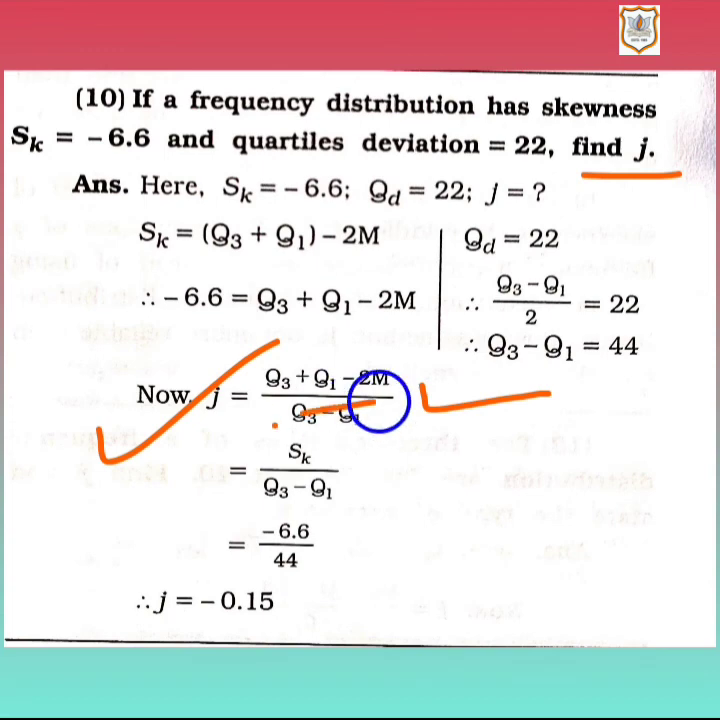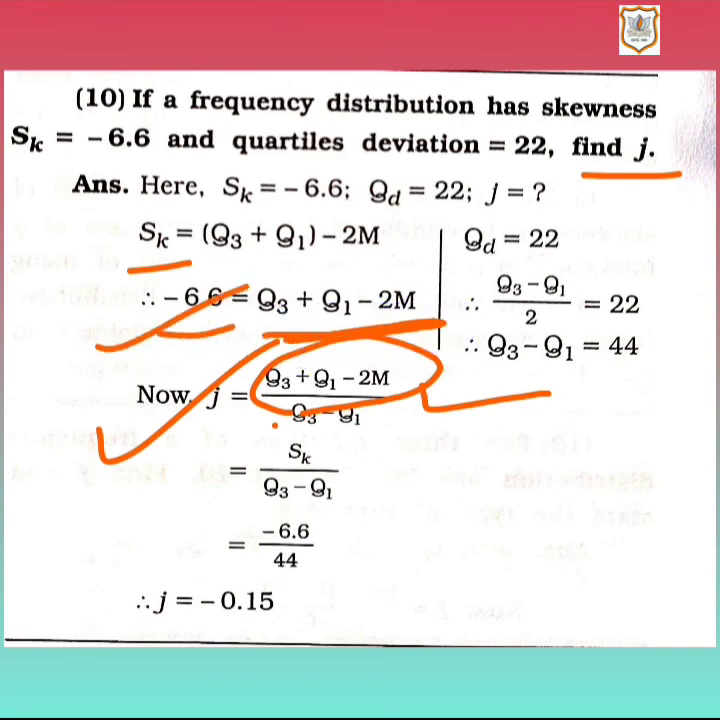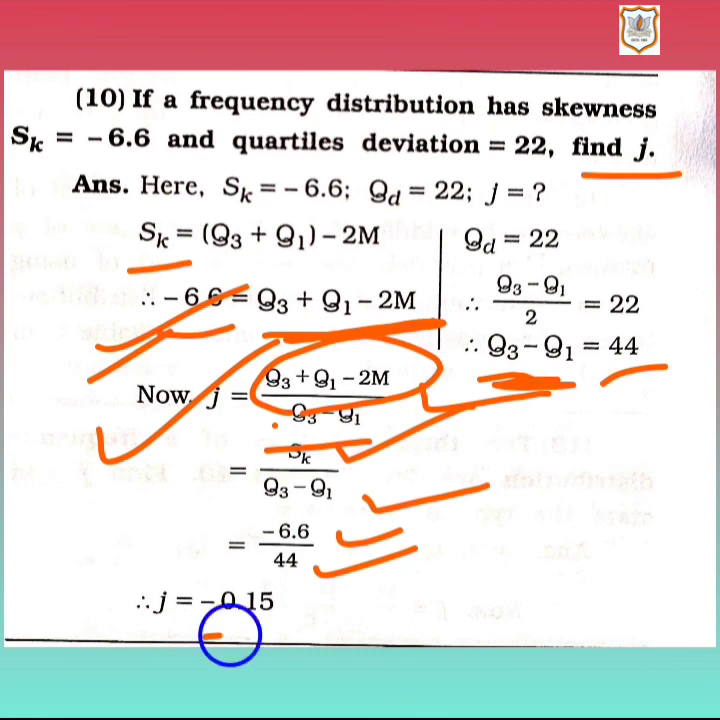Q3 plus Q1 minus 2m means skewness, and the value of skewness is given. Here you can see Q3 plus Q1 minus 2m is minus 6.6. So skewness upon Q3 minus Q1. We have the value of Q3 minus Q1, that is 44. So minus 6.6 upon 44 gives you negative 0.15. So J is negative 0.15.